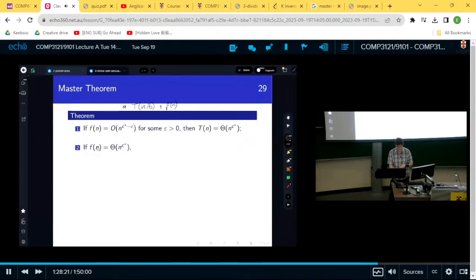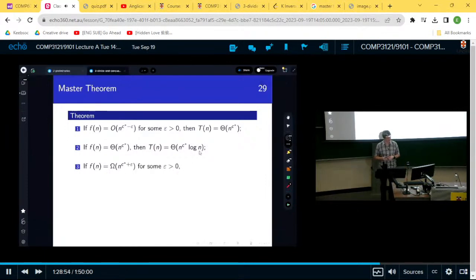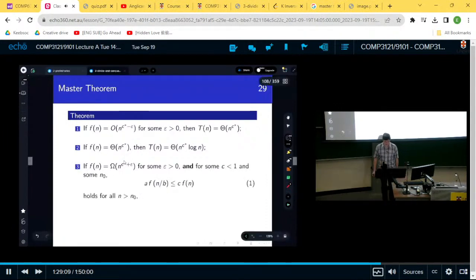There's one intermediate case, which corresponds to merge sort, for example. Here f(n) is equal to theta of n to the power c star, so it's a constant factor times the size of the tree. Then we have this additional log n term in the running time as a multiplicative factor. And the third case is that f(n) is more than the size of the tree, so it's big omega of n to the power c star plus epsilon for some positive epsilon. And in that case, what dominates the running time is this function here.